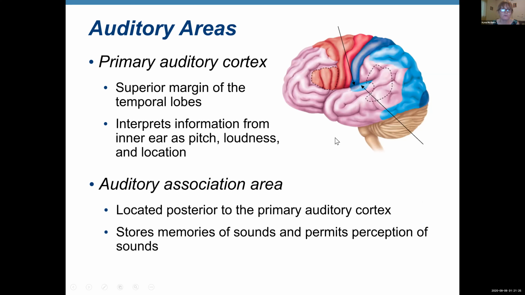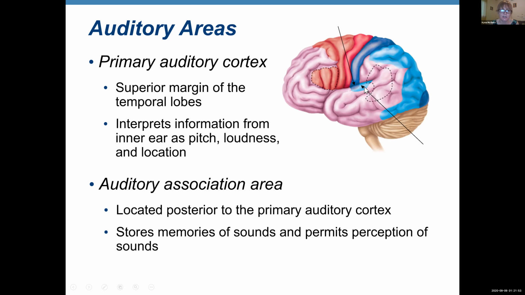Now we're moving to the auditory cortex. Again, all primary cortex is shown in dark blue. So that's our primary auditory cortex. It's the superior margin of the temporal lobes. That's our temporal lobe, and that's a superior part. And this one interprets information from the inner ear as pitch, loudness, and location.